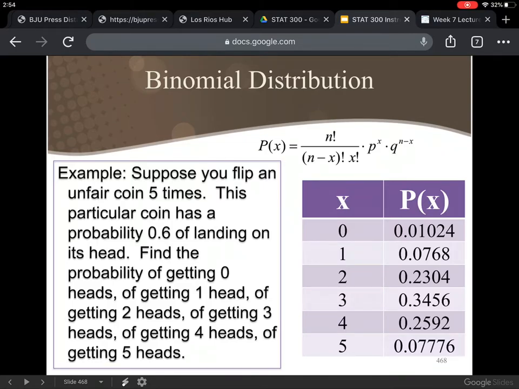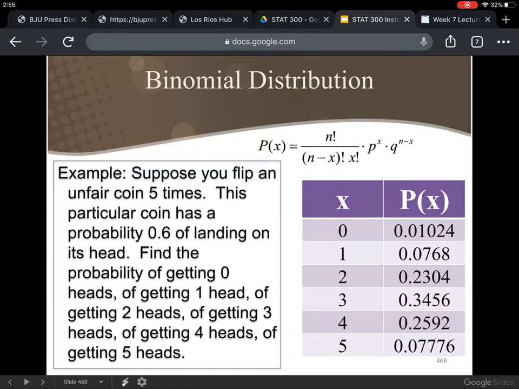Suppose you flip an unfair coin 5 times. This particular coin has a probability of 0.6 of landing on its head. That means 0.4 on tails. Find the probability of getting 0 heads, of getting 1 heads, 2, 3, 4, 5 heads.